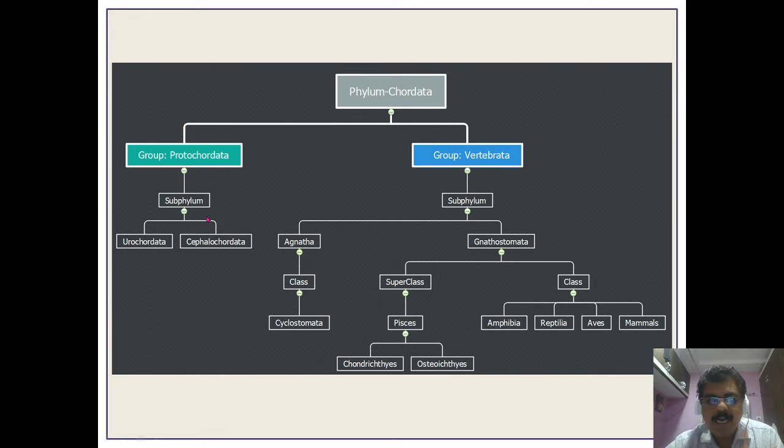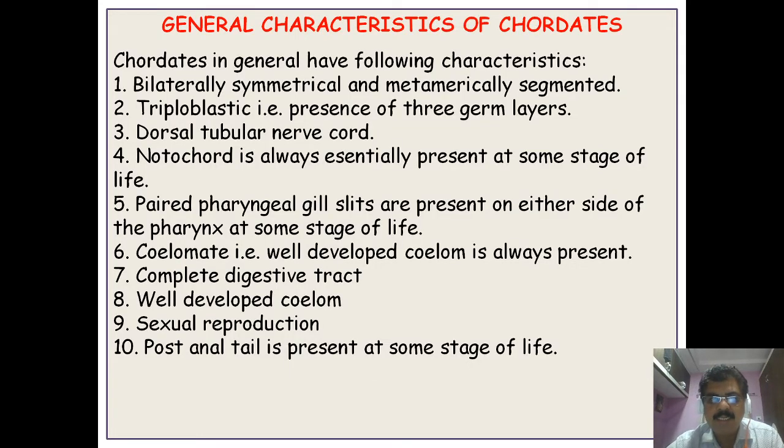And this entire tree diagram you have to draw on the first page, that is, on the left page, which is a blank one. Then on the lined page you have to write down these general characteristics of chordates.